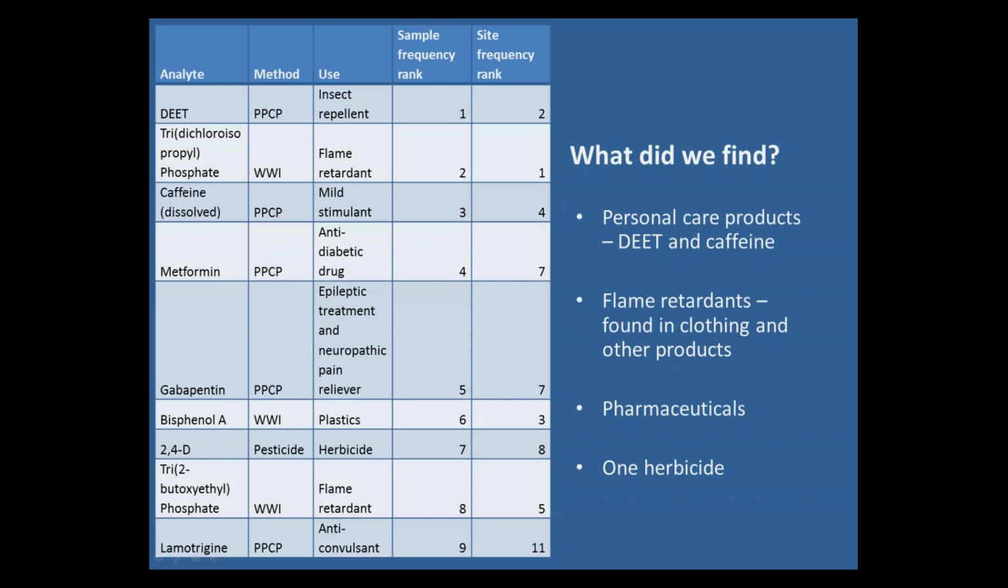And what did we find? This is the top 10 of our most frequently detected chemicals. And high on the list were personal care products that we probably all recognize, DEET and caffeine. We also commonly found flame retardants. And these are the kinds of flame retardants that are found in clothing and other household products. They are not wildland firefighting flame retardants. We did have a couple of pharmaceuticals that commonly occurred and one herbicide.